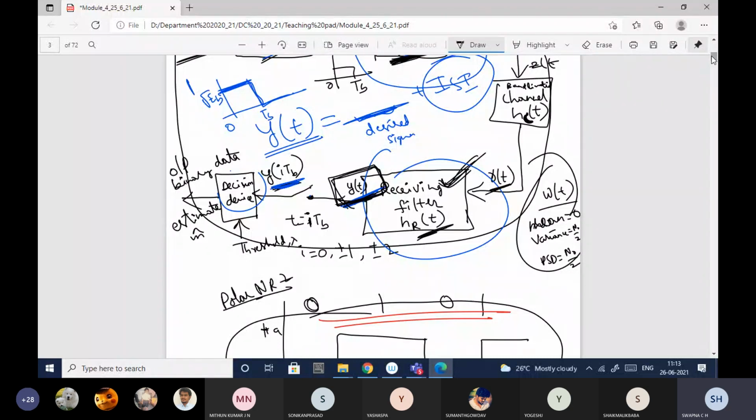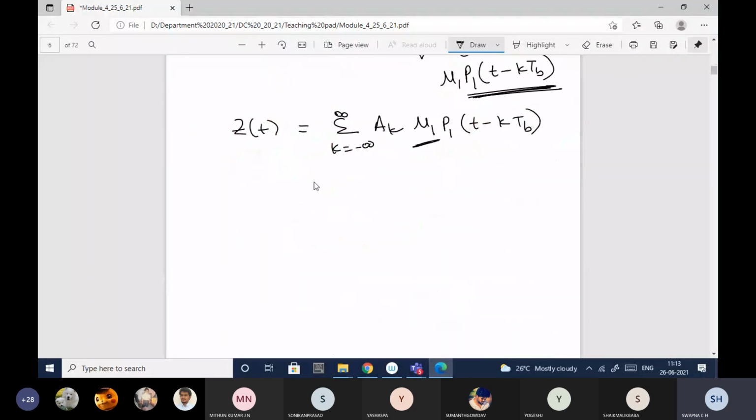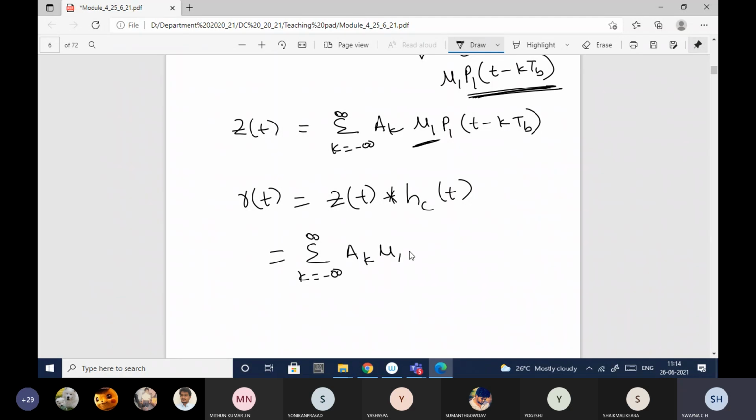Since I have already mentioned that it is an LTI system, if you want to get r of t, you need to convolve the input with the system function, so z of t convolved with h_c of t. Again, replace z of t with this equation: summation k equals minus infinity to plus infinity a_k mu_1 p_1 of t minus kT_b, convolved with h_c of t.